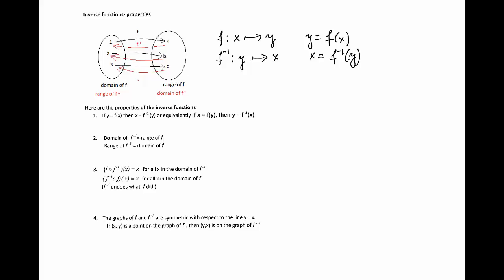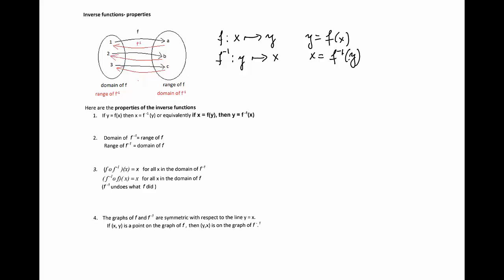Second property tells us the relation between domains and the ranges. Again, the diagram explains that relationship pretty well. Domain of the function f inverse is the range of the function f, and the range of the function f inverse, the set of outputs, is the domain of the function f.